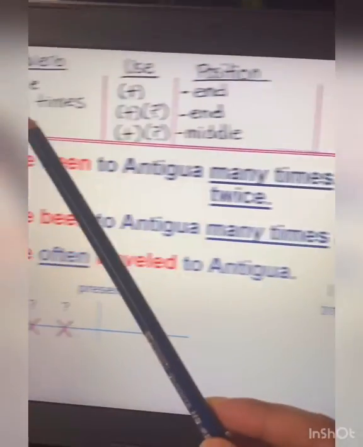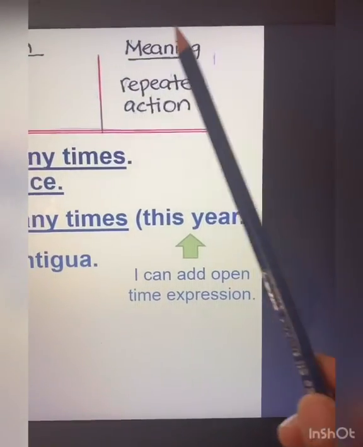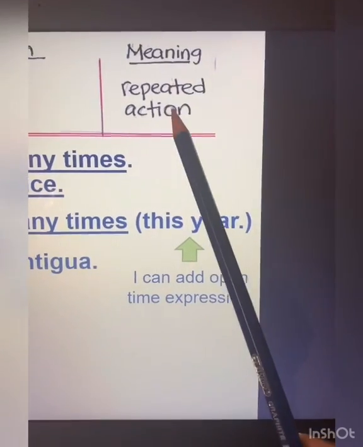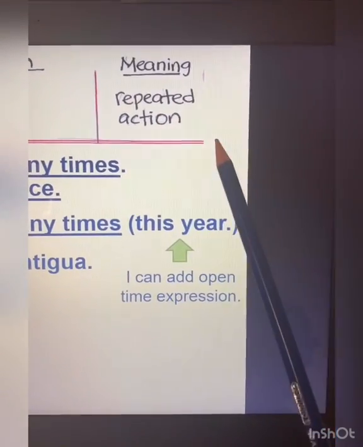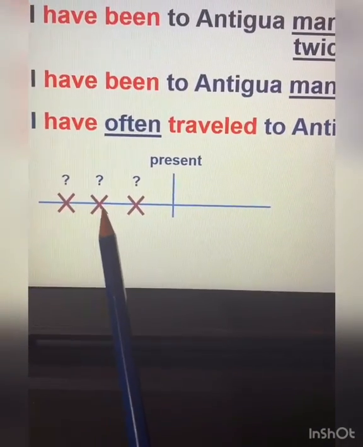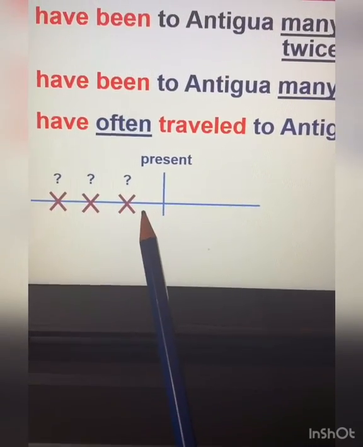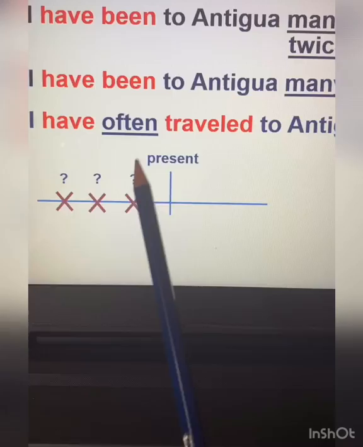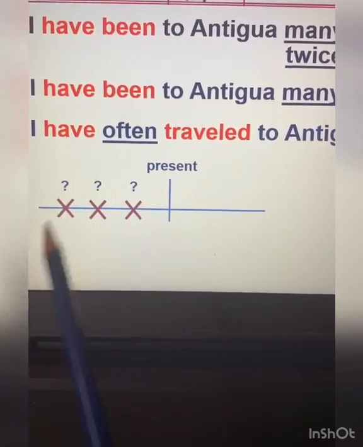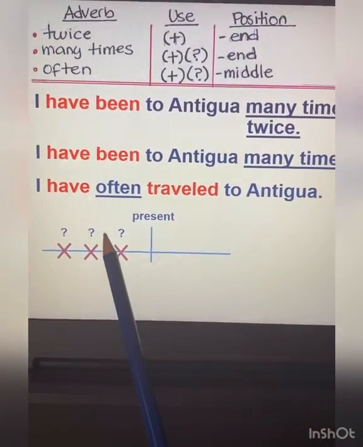And the meaning of these three, twice, many times, often, or several times, is that an action was repeated in the past, okay? But it has a connection to the present because maybe we can repeat it. So here's an example. We have the same action that we did 3 times in the past, okay? But maybe we are going to repeat it now in the present. And we cannot say exactly when in the past we did it. So let's take a look at the example of twice and many times.